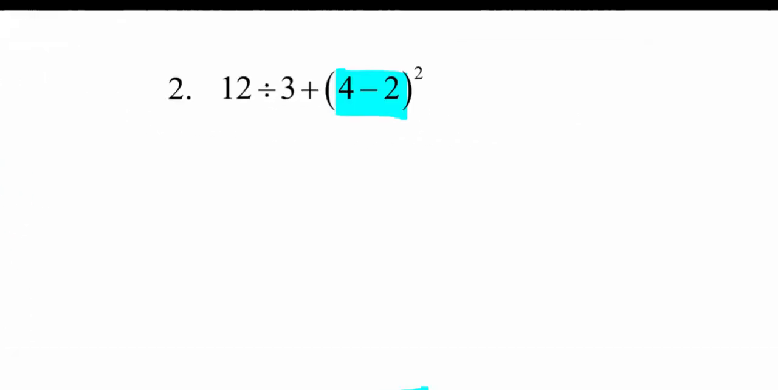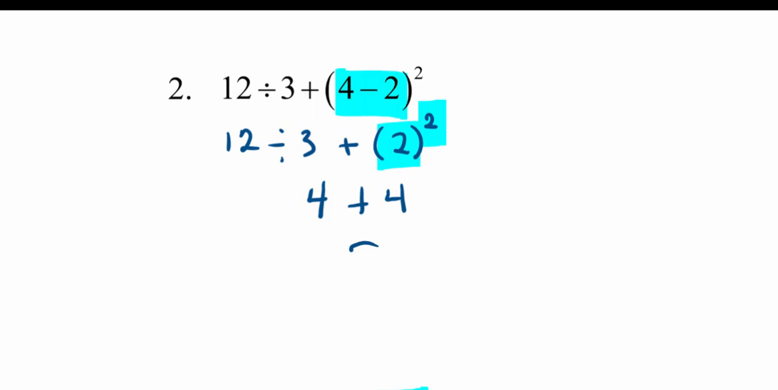Example number 2. We're going to use our order of operations, which means that we're going to start by simplifying what's inside of this parentheses first. So let me just rewrite: 12 divided by 3 plus, and inside the parentheses we have a 2, and then the exponent 2 squared. Now our next step will be, of course, to take care of those exponents. So here we get a plus 4. And while we're here, let's go ahead and divide 12 divided by 3. So that's another 4. And so our final answer is 8.